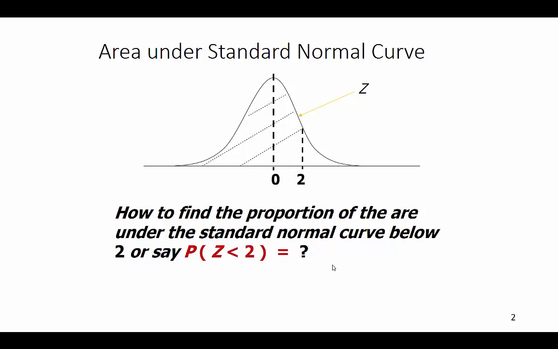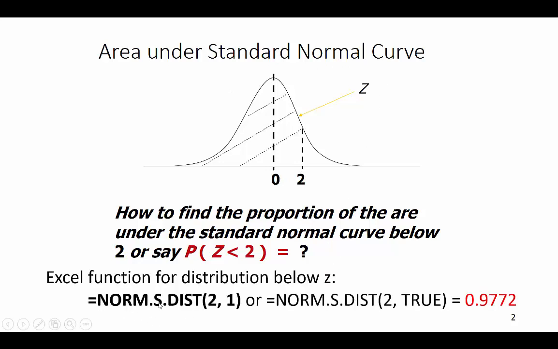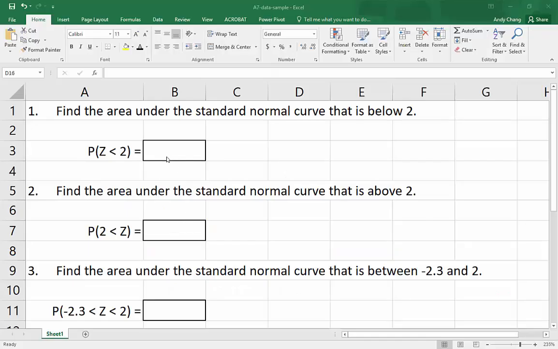So for this, we will use NORM.S.DIST with z value 2, and then for cumulative we say value 1. So if you enter this function inside an Excel worksheet, you will get the value. So this second parameter, you can use a value 1 or 0, or use the English words true or false, for indicating whether you want cumulative. So here is an Excel worksheet, and we want to find a cumulative distribution at 2, right?